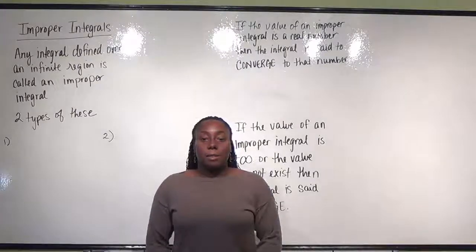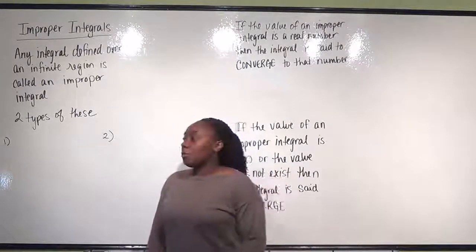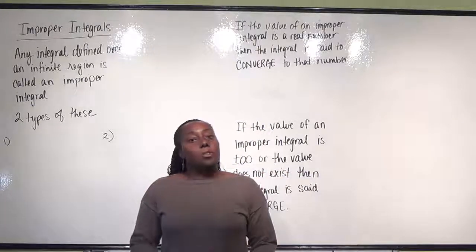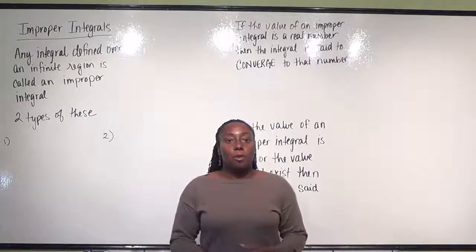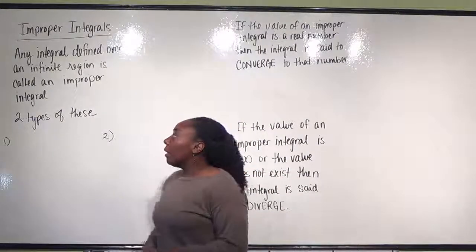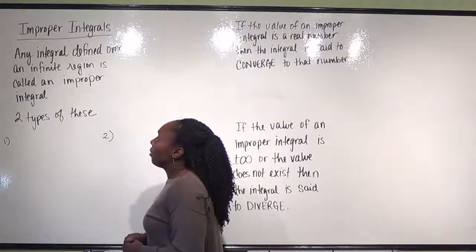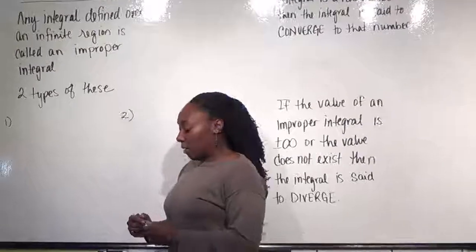In this next video, we are going to talk about improper integrals. These are a specific case of integral that you're going to be looking at, especially when it comes to some of the word problems that we've talked about, like present value, future value, or total value. An integral defined over an infinite region is called an improper integral. And there are basically two types of these.